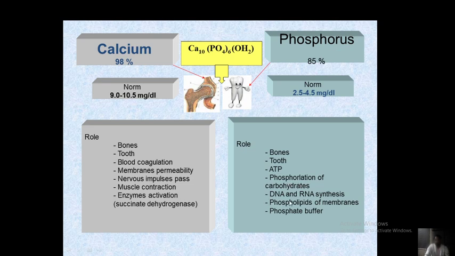It is required in DNA and RNA synthesis. Yes, we learned this in molecular biology. And phospholipids are important components of the cell membrane, and most importantly, it is the buffer. The phosphate buffer is a very important buffer, so you must know this.